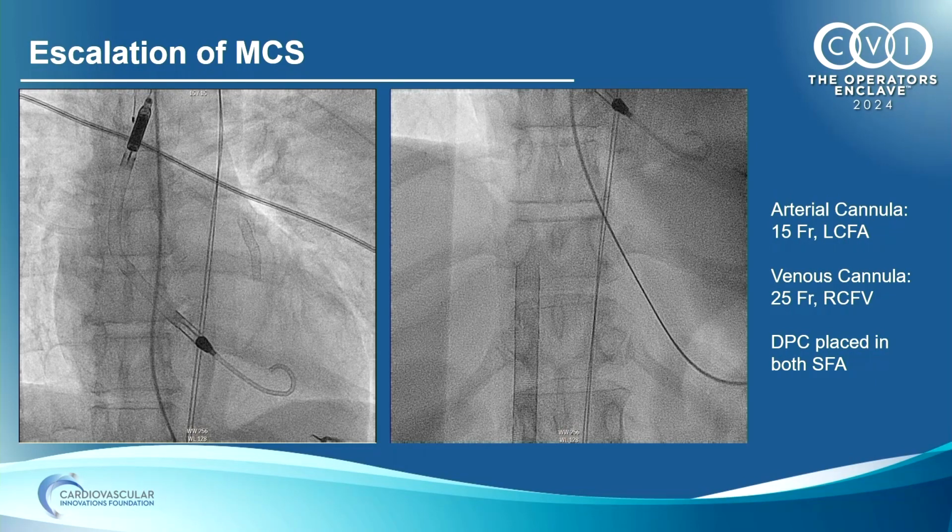And we put a 15 French in, again, given the concern for being able to tolerate a 17. That's our typical, to go 17, but in this patient we went 15, put in a 25 venous, and like I said, DPCs for both legs.